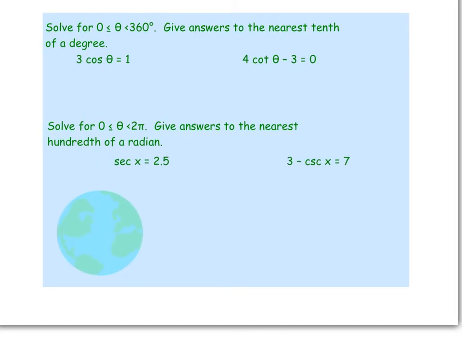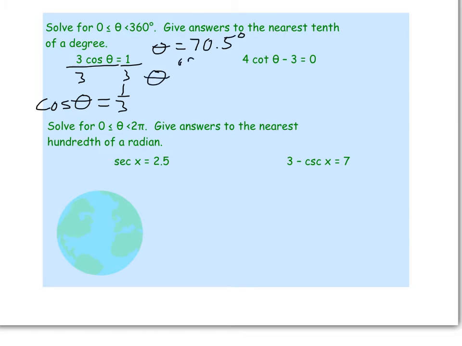Now these ones look a little bit different, but don't get too thrown off by these. If we have something like 3 cosine of theta, we want to get it in the form that we had before, where the trig function is all by itself. Okay, all by itself. So I get cosine of theta is 1/3. This is where I would go to my calculator and do second cosine of 1/3. I get 70.5 degrees.